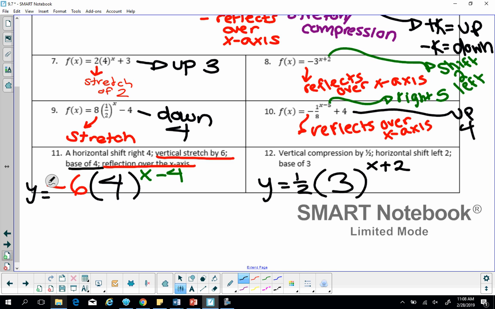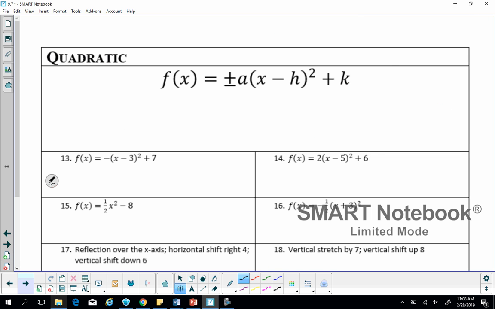Awesome. All right, last one we're going over is quadratic. It's basically the same thing. The last one before we do a little estimate is quadratic. What does the sign do if it's negative? What does it do? Reflects.